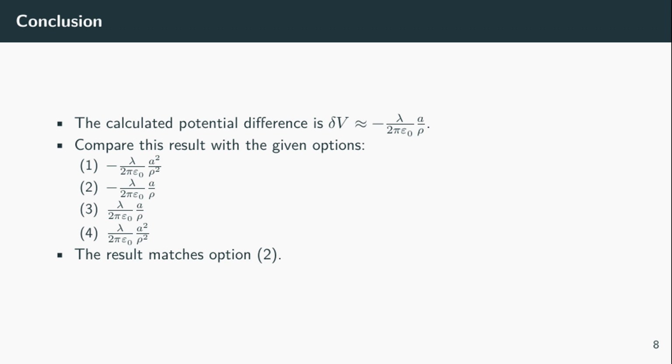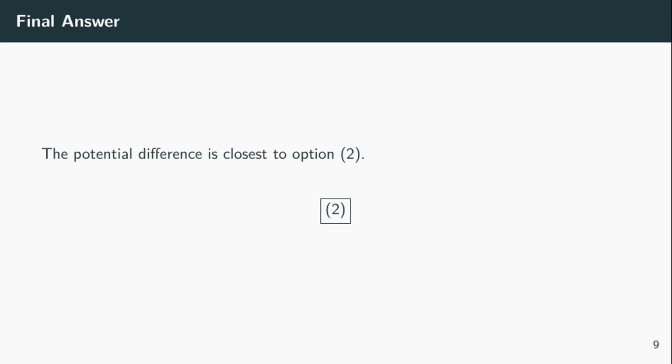Option 1 has a over rho squared. Option 2 is minus lambda over 2 pi epsilon naught times a over rho. Option 3 has a positive sign. And option 4 has a over rho squared and a positive sign. Our result matches option 2. Therefore, the potential difference is closest to option 2. And that's our final answer, 2.